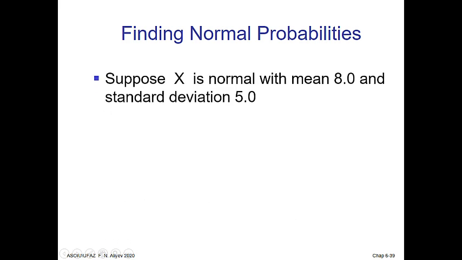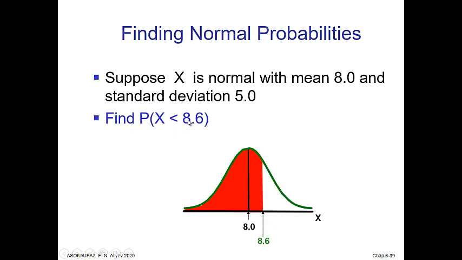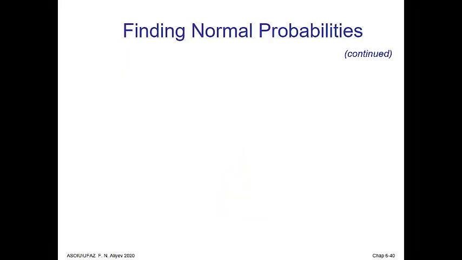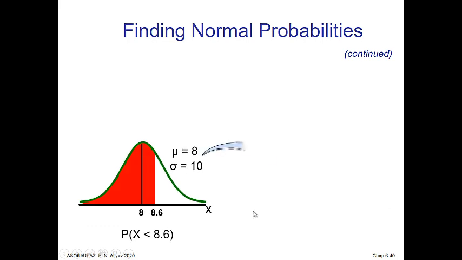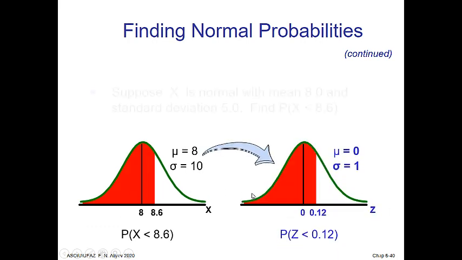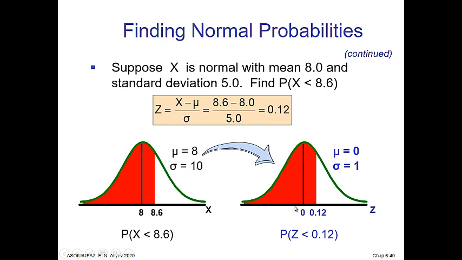Suppose that X is normally distributed with mean 8 and standard deviation 5. What is the probability of X less than 8.6? You should draw the graph of the normal distribution. The center of it is 8. 8.6 is something here. We must transform this normal distribution to the standardized normal distribution. As you see, here the left side X less than 8.6 corresponds to the left side of 0.12.